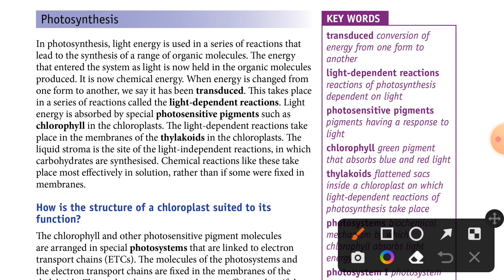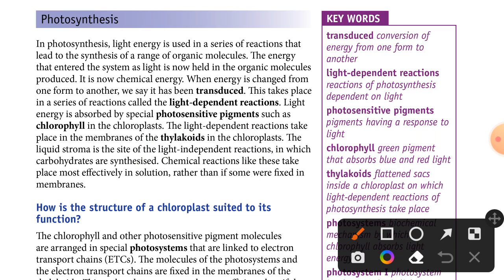The light dependent reactions take place in the membrane of the thylakoid in the chloroplast. Thylakoidiin kun eessatti argama? Chloroplast keessatti argama. So the light dependent reaction, kan ifa irratti hundaa'u, thylakoid keessatti raawwata. Don't forget this one. The liquid stroma is the site of the light independent reactions.